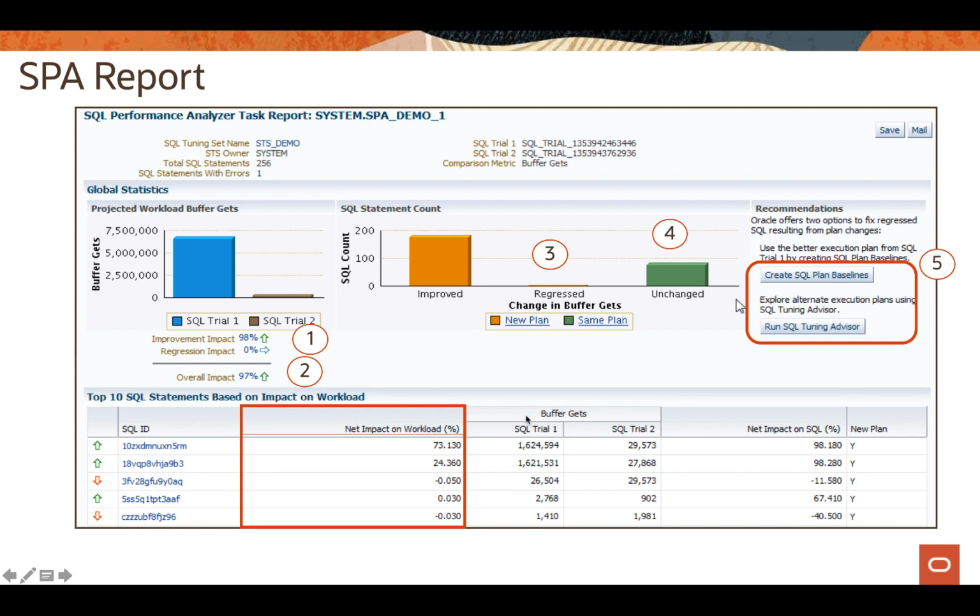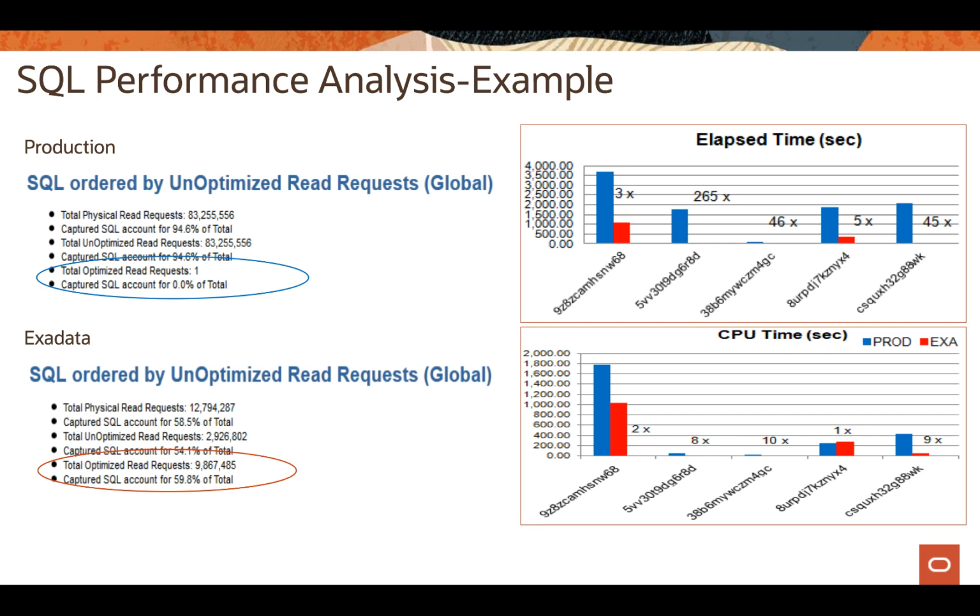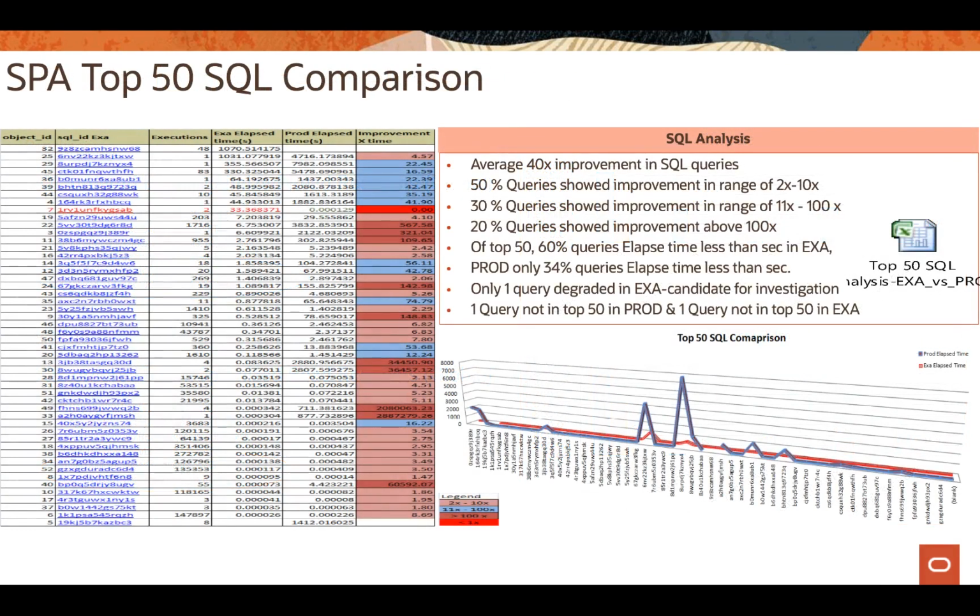And you'll be able to see the criteria, like buffer gets, shown across two different trials. We definitely see a significant gain in terms of performance here, and they all have got a new plan in place. So the new SQL plan has values. This is another example. I have compared the elapsed time as well as CPU time for certain SQLs across two different environments. You would be able to do a SPA top SQL comparison.